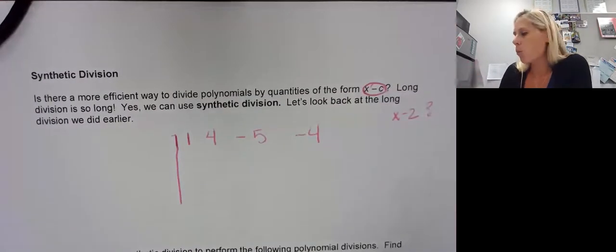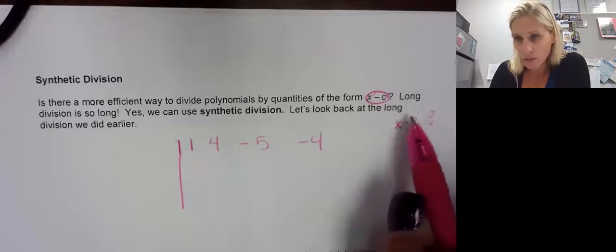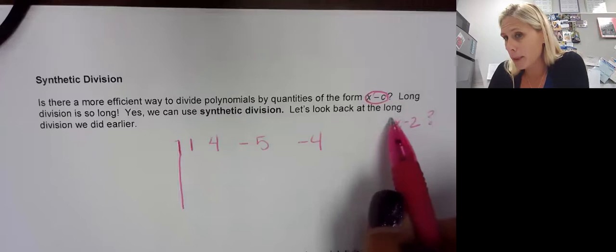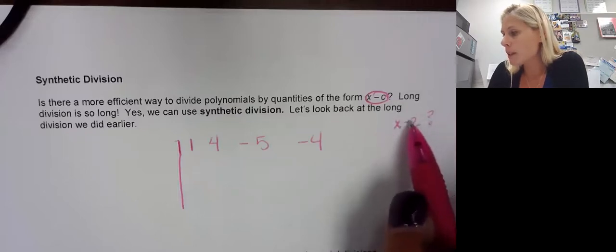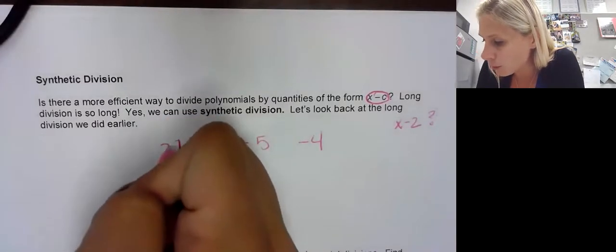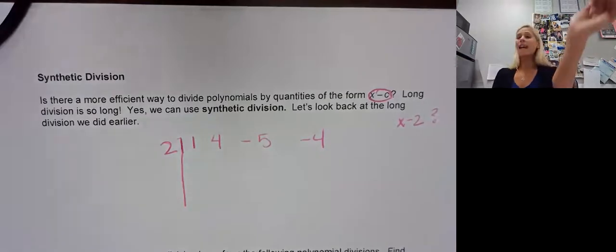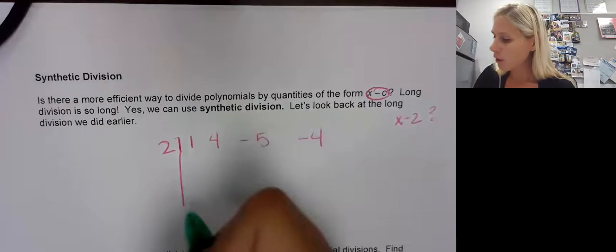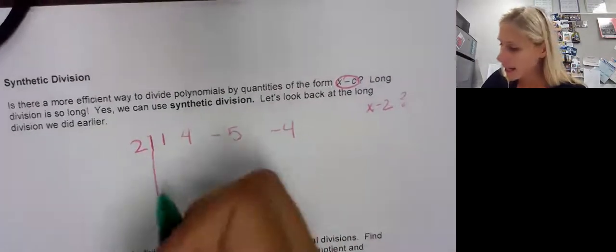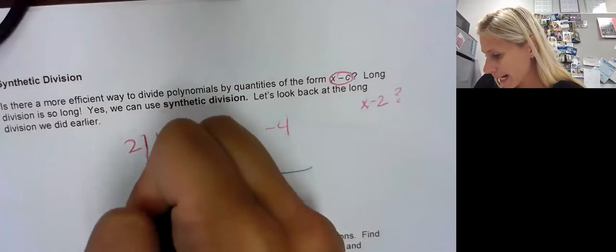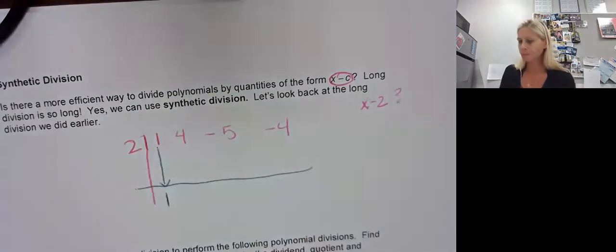The way synthetic works is, first of all, that coefficient in front of x for that factor needs to be 1, and then we're going to do the c value. So since it's minus c, I'm going to use just the value of 2. So you can either think of it as opposite or think of it as that c value. Okay, what happens with synthetic? That first coefficient is going straight down. So in that case, it's 1.